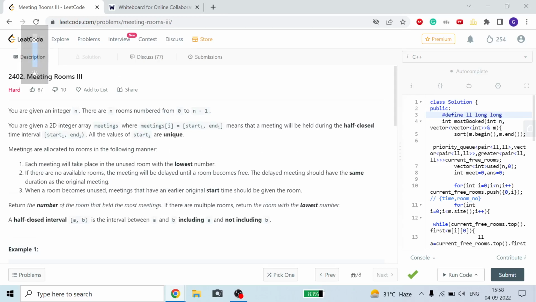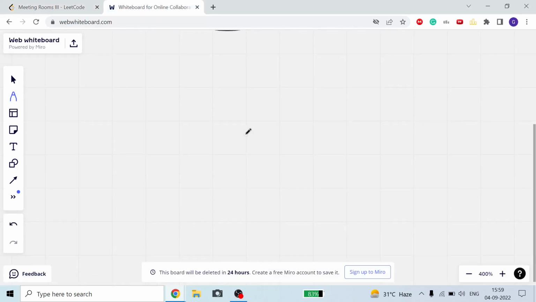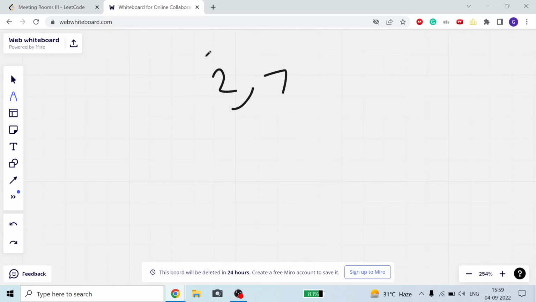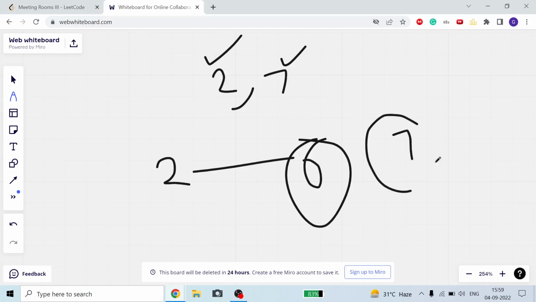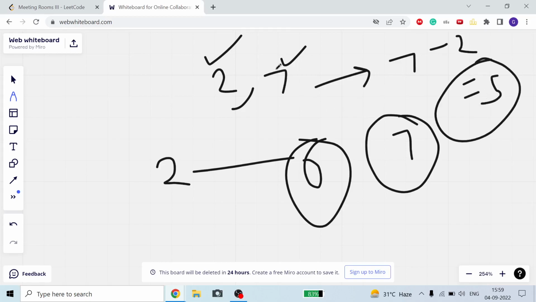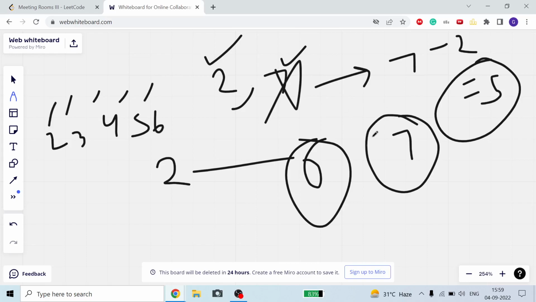Now what we have to understand is that this is a half-closed time interval. What does half-closed mean? If I say a meeting starts at 2 and ends at 7, it means it starts at 2 and ends at 6, that is 7 minus 1, and at 7 the room becomes free again. So the total time consumed by the meeting is 7 minus 2, that is 5, because 7 is not included. So how 5? 2, 3, 4, 5 and 6, means it will consume time 2, time 3, time 4, time 5, time 6, and at time 7 it will become free. The total time consumed is 5.